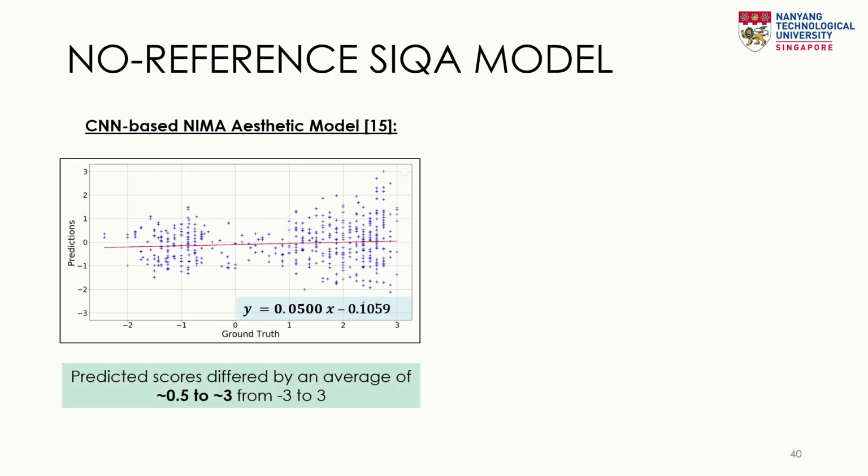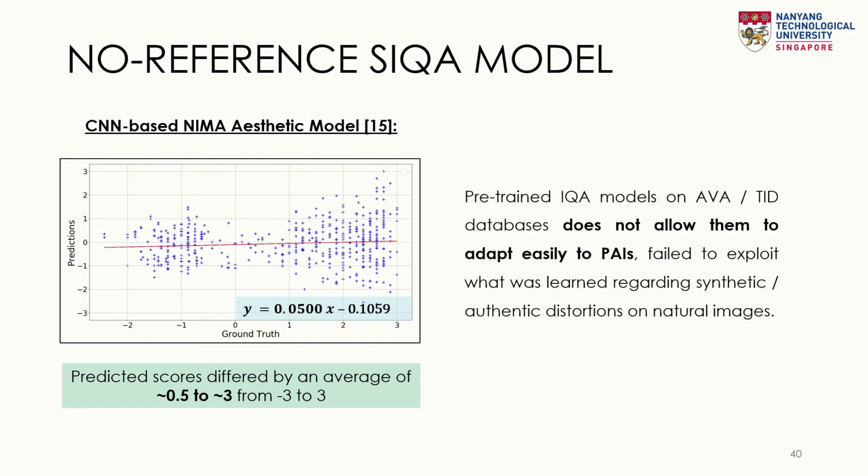It is also observed that the NIMA technical model performed much better than the NIMA aesthetic model, which suggests that the technical quality that has been degraded in some stylized images consists of pixel level degradations similar to that of the images in TID 2013. However, the NIMA models were still worse off compared to the proposed model. This suggests that the pre-trained IQA models on AVA or TID 2013 databases were unable to adapt easily to PAIs, as they failed to exploit what was learned regarding synthetic or authentic distortions on natural images.